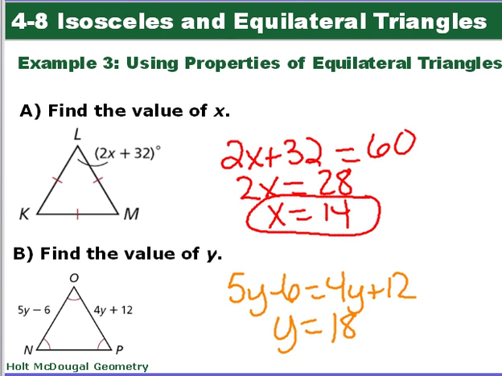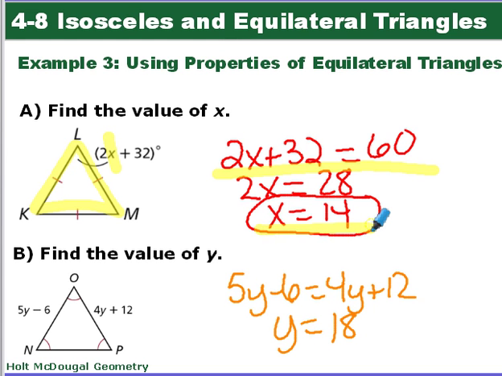Okay, so the first one we had to find x. We know that this is an equilateral triangle. All three sides are congruent, which tells us all three angles are also congruent, and each angle must be 60 degrees. So I write the equation 2x plus 32 equals 60. Solving for x, we get x equals 14.